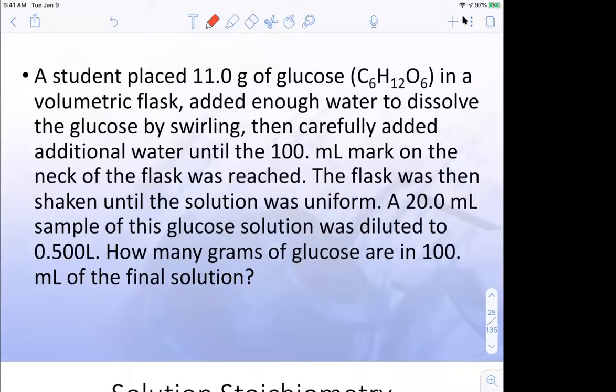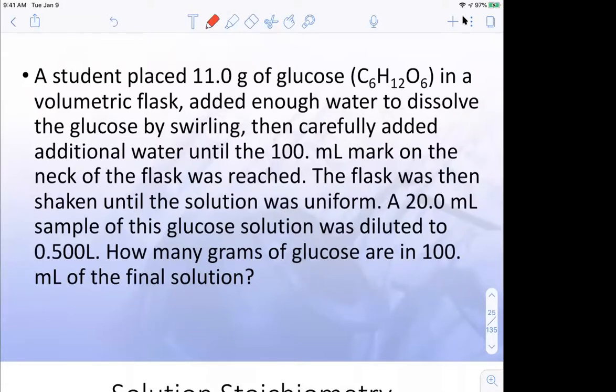Then I take 20.0 milliliters of solution 1 and dilute it to 0.500 liters. What I want to know is how many grams of glucose are in 100 mils of the final solution.